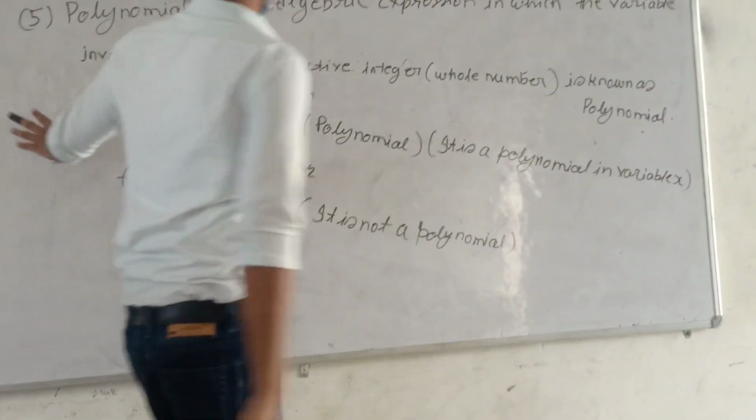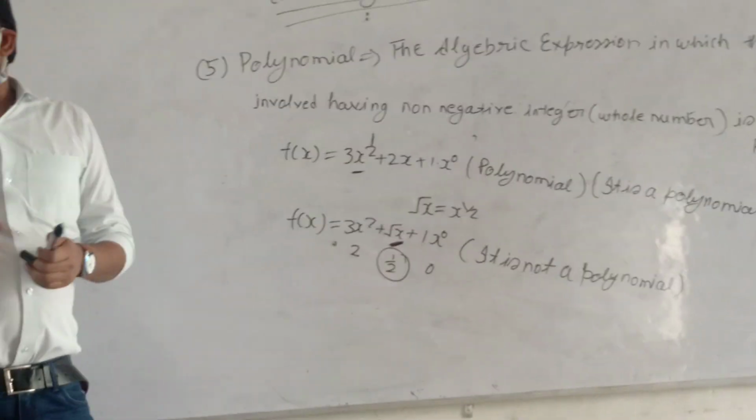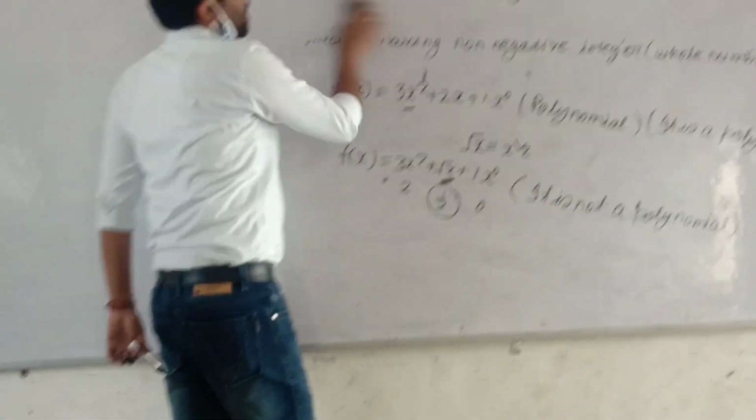Okay, polynomial is complete. Now we move on to coefficient. What is coefficient?